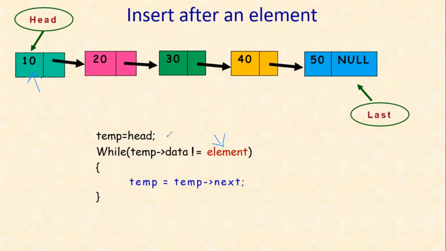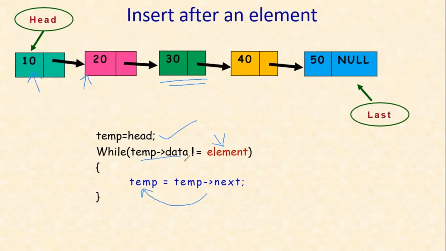Initially I am assigning head address to temp. I'm taking a new pointer variable temp, assigning head address to it, and verifying whether temp data is equal to element or not. So this is the head, and the temp data is 10. I want to insert after 30, so 10 is not equal to 30, right? Then we'll get into this loop, because the condition is true, and temp is equal to temp next. So temp next means the address of the next node.